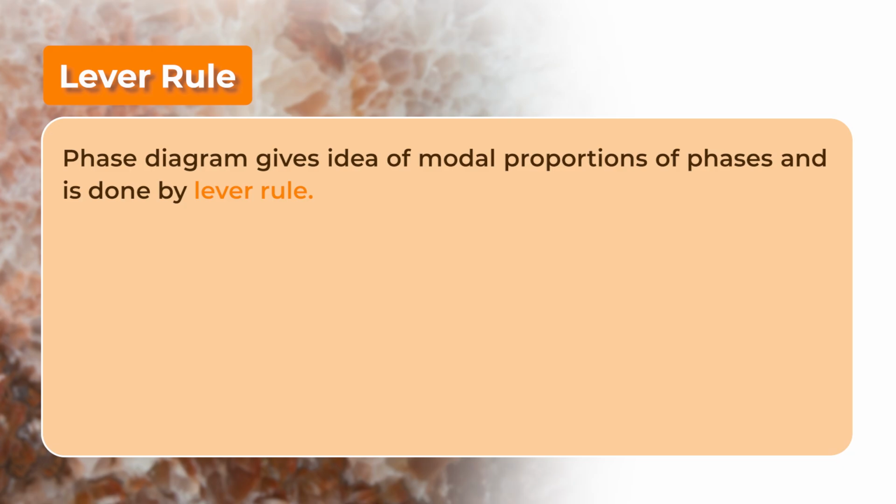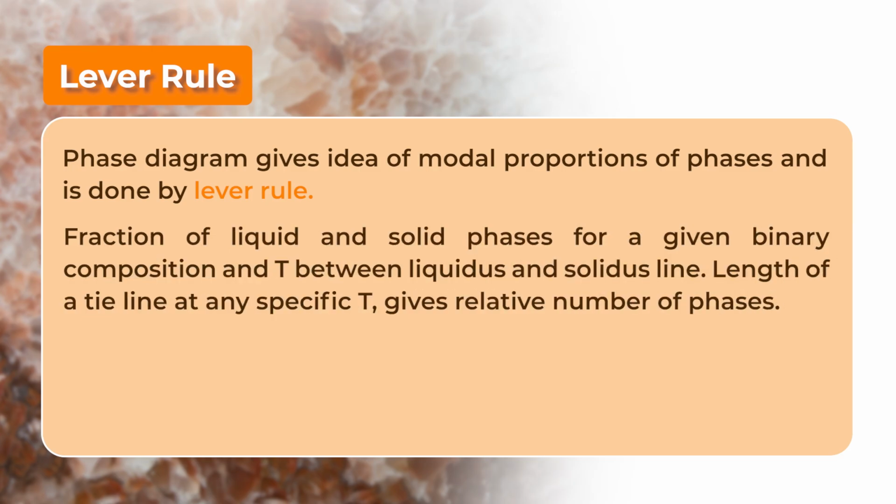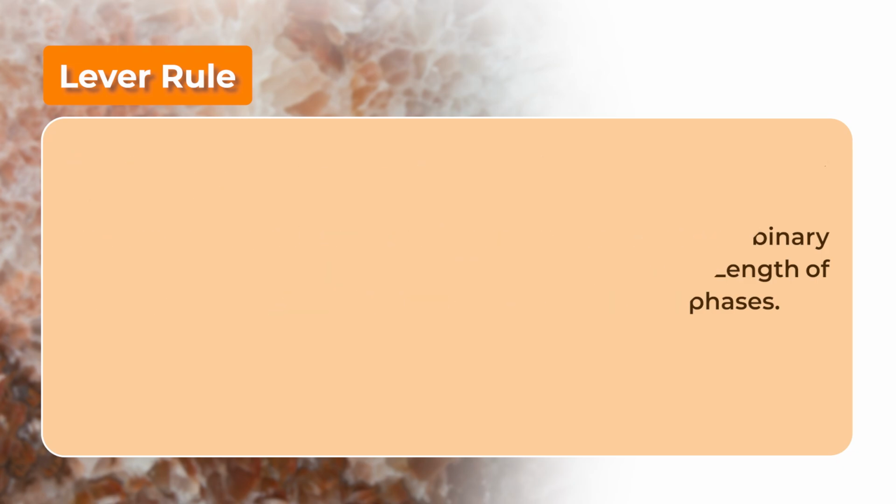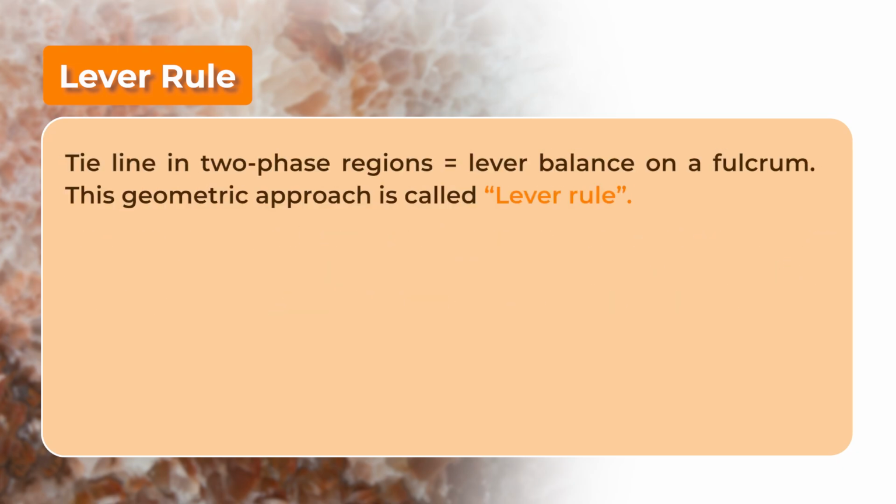Now the lever rule. Let us understand what a lever rule is. A phase diagram gives an idea of the modal proportions of phases, and this is done by the lever rule. It gives the fraction of liquid and solid phases for a given binary composition and T between the liquidus and solidus lines. The length of a tie line at any specific T, that means temperature, gives the relative number of phases. A tie line in a two-phase region equals a lever balanced on a fulcrum. This geometric approach is called the lever rule.